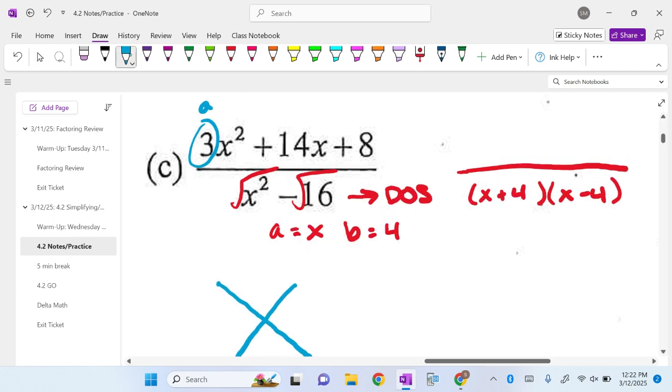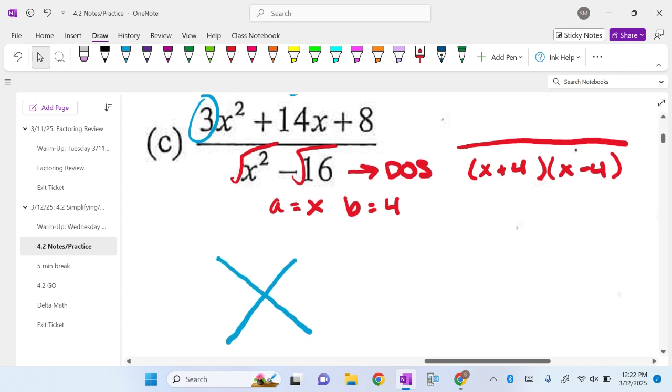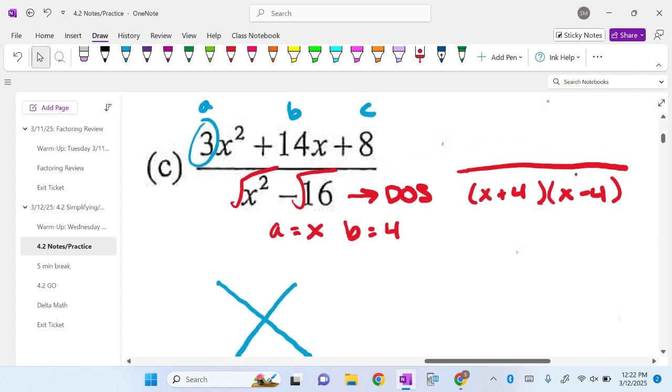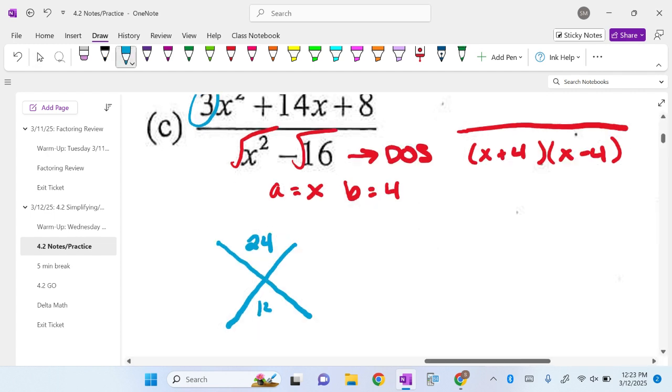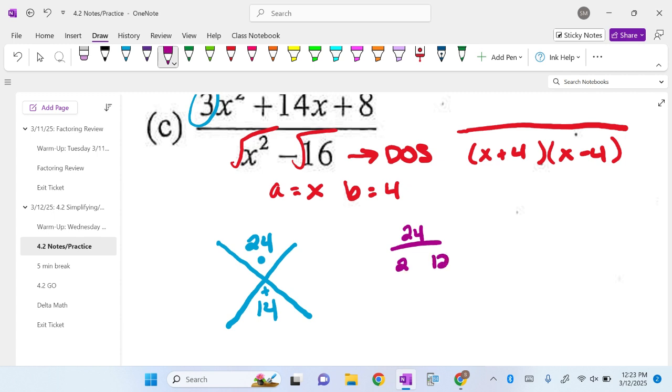So I'm going to label my terms A, B, C. So what goes on top of my big X? A times C, which is what? 24. So again, we did A times C, that gave us 24. What goes on the bottom of the X? 14, or your B value. Now, I'm looking for two terms that multiply to 24 but add to 14. So let's list some factors of 24. So someone tell me a set of factors for 24. 2 and 12. What's another one? 8 and 3. What else?